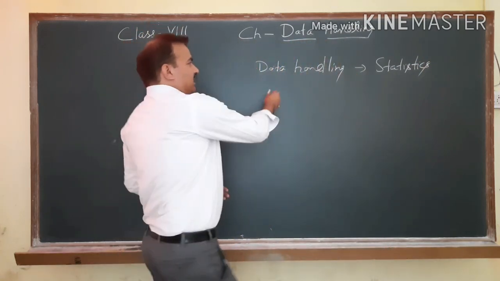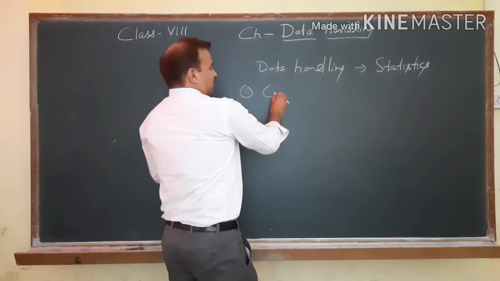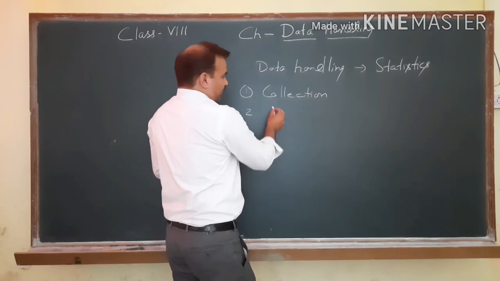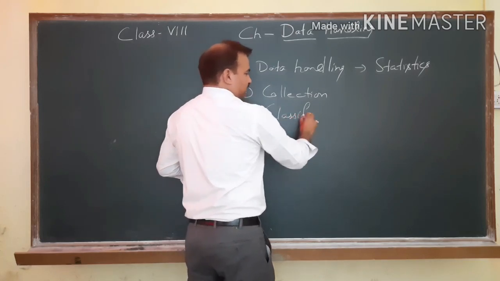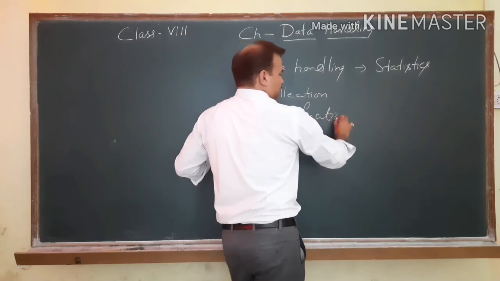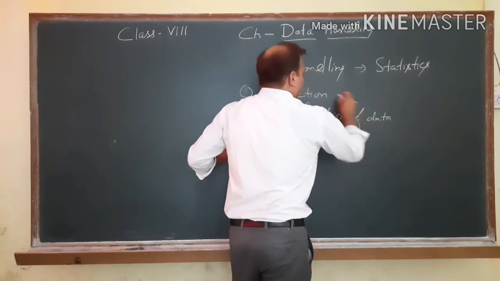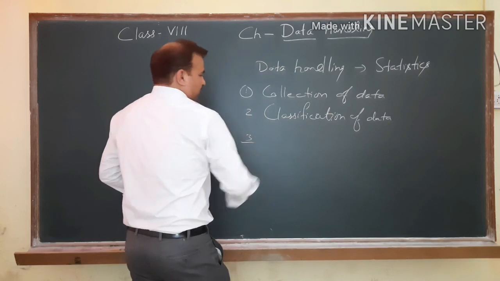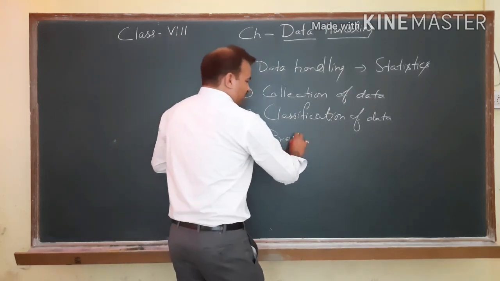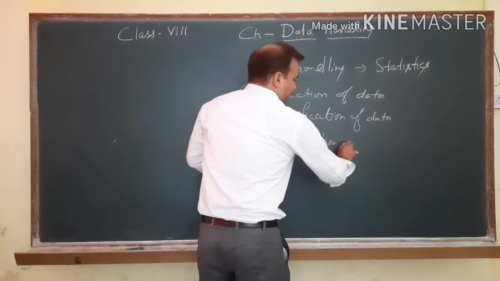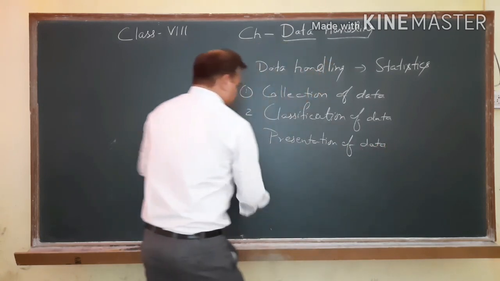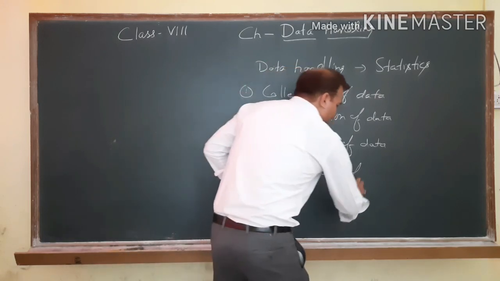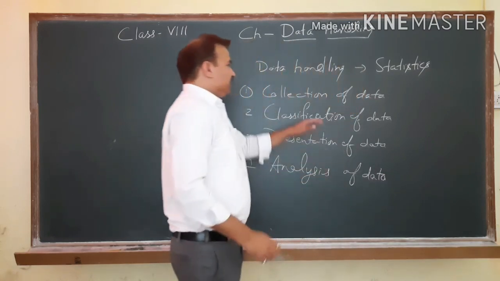Now, data handling basically has four main parts. First is collection of data. Then second is classification of data. Third is the presentation of data. And fourth is the analysis of data.